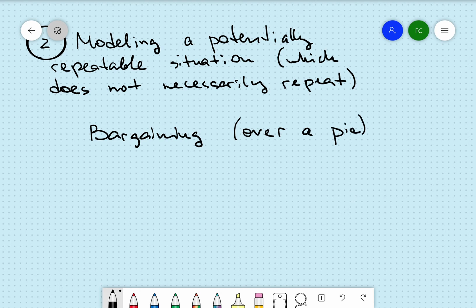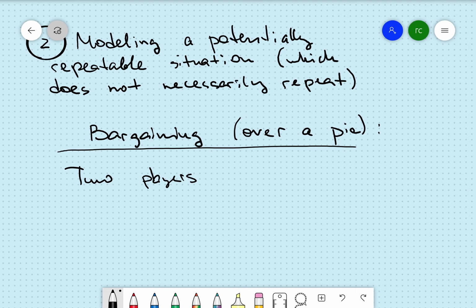The way they will be bargaining is as follows. There will be just two players, and they will both get to suggest a particular way of dividing the pie between themselves. So they suggest partitions of the pie.